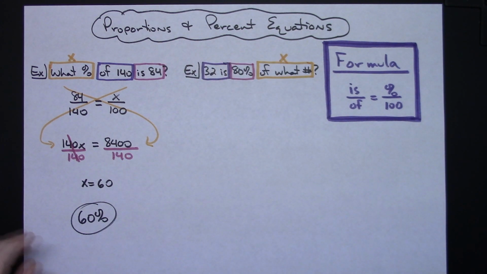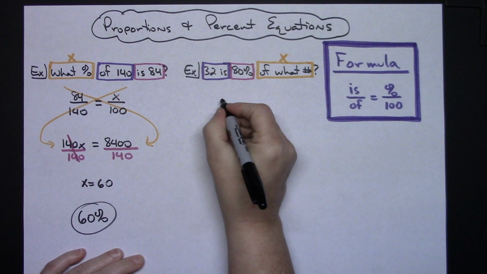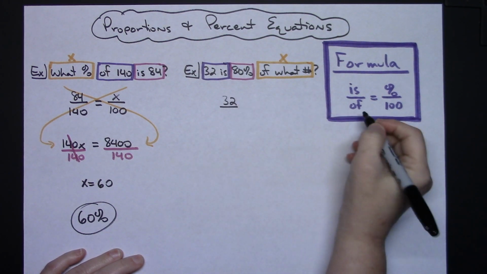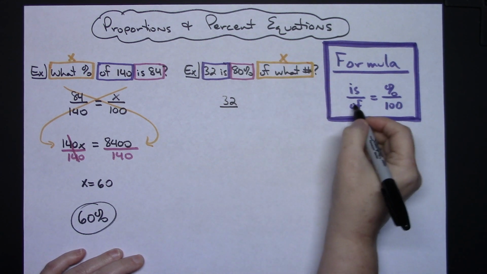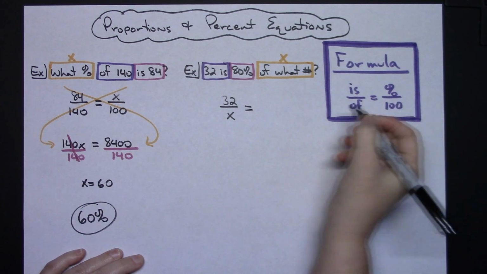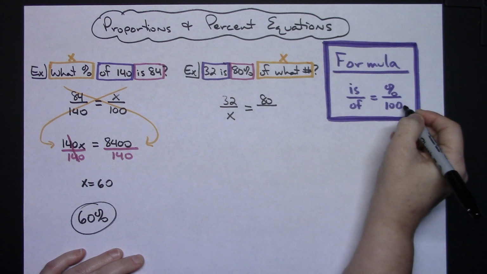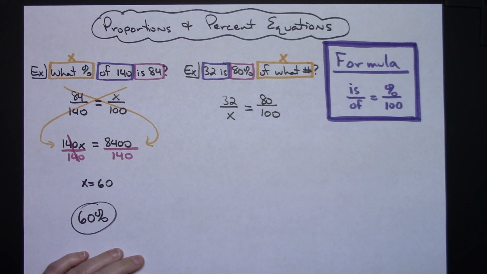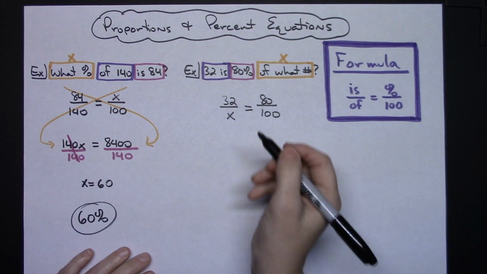So now I have all of my variables and I can write my proportion. I'm going to take my is number, which is 32, and that's going to go in the top left hand corner of my proportion. Of what number? That's going to be my x, the value I am trying to solve for, is equal to the percent over 100. Well, my percent is 80, so 80 goes right there. 100 always goes in that bottom right-hand corner. And again, you should not need to draw those arrows to understand the cross multiplying down.